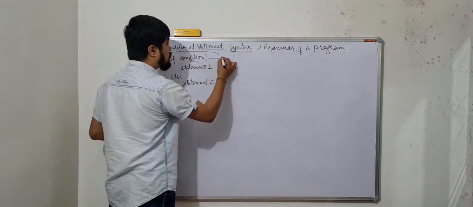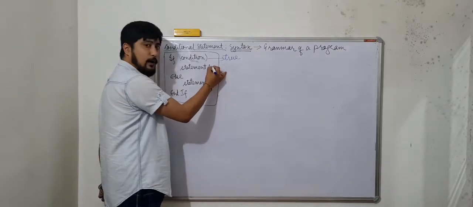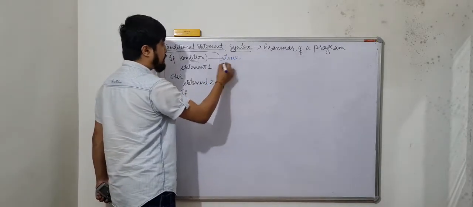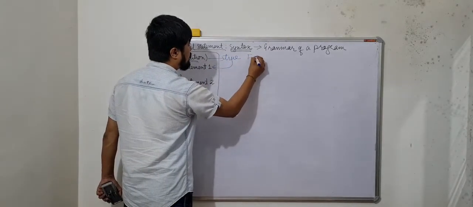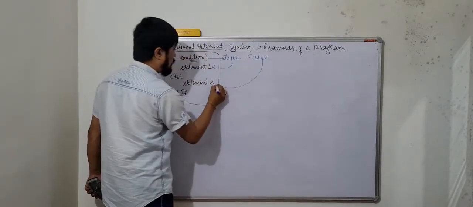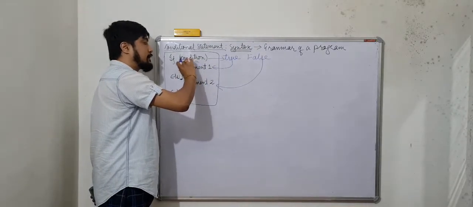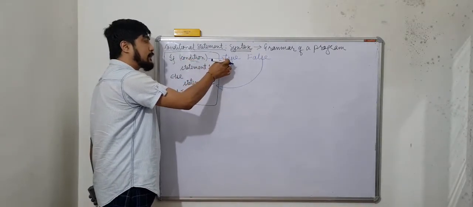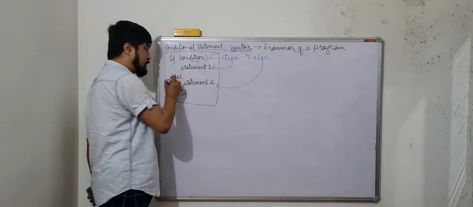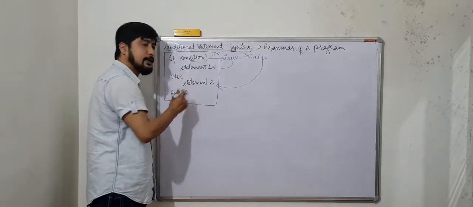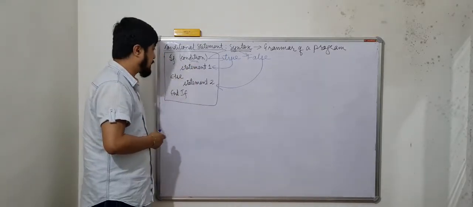If this condition becomes true, then statement 1 will execute. And if the condition becomes false, statement 2 will execute. That means if the condition is true, statement 1, the body of the if statement, executes. If the condition is false, then it will jump to the else part, and then statement 2 will execute. So this is how we write the conditional statement.